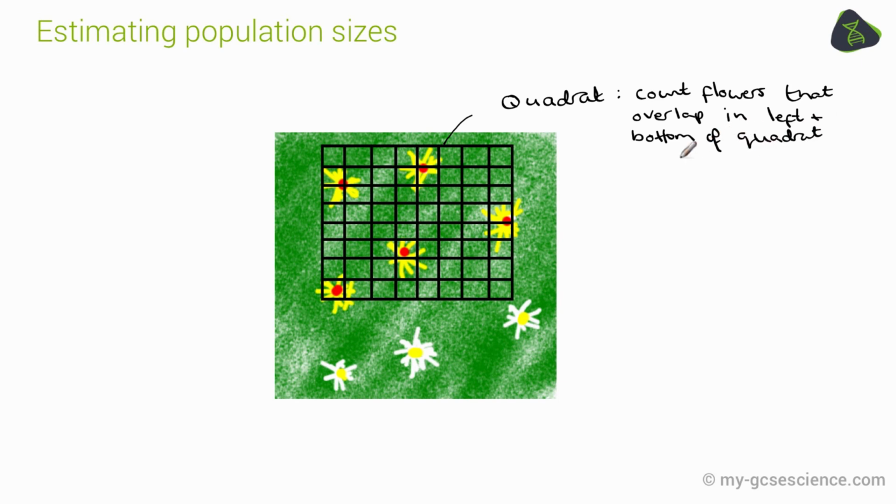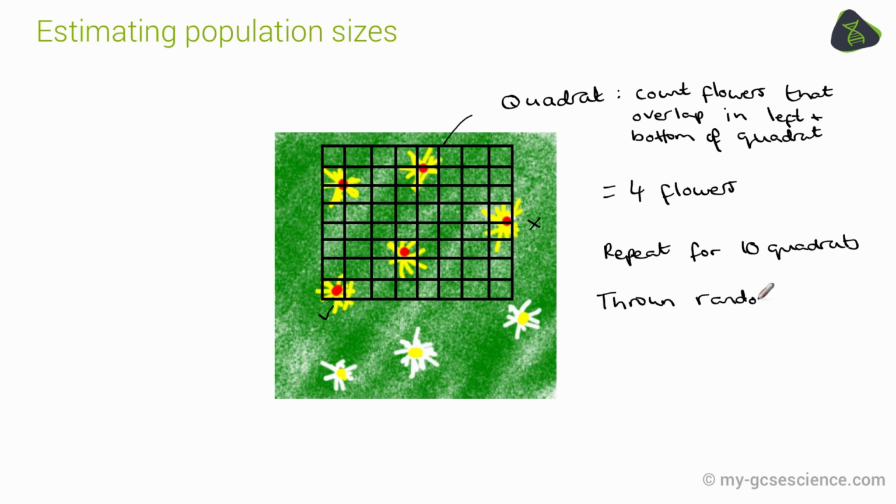In this case here, I would count 4 yellow dandelion flowers. I would count this one that overlaps as it is on the left and ignore this flower that overlaps on the right. This procedure should be repeated for 10 quadrats or any suitable number of repeats. Each time, to eliminate bias, the quadrat should be thrown randomly or blindly, such as behind your back. Or even better, a random number generator could be used to get coordinates.